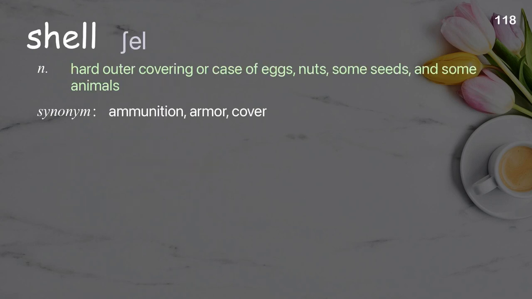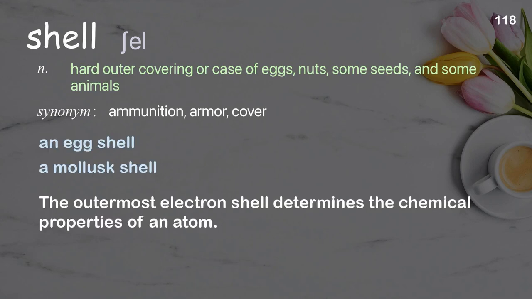Shell. Hard outer covering or case of eggs, nuts, some seeds, and some animals. Examples: an egg shell, a mollusk shell. The outermost electron shell determines the chemical properties of an atom.